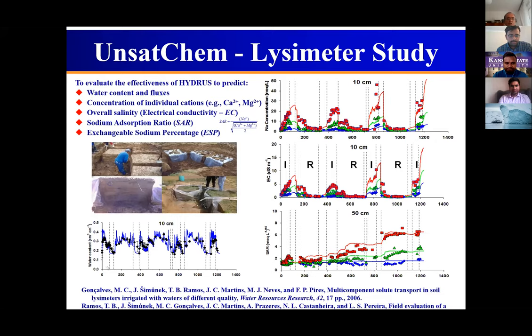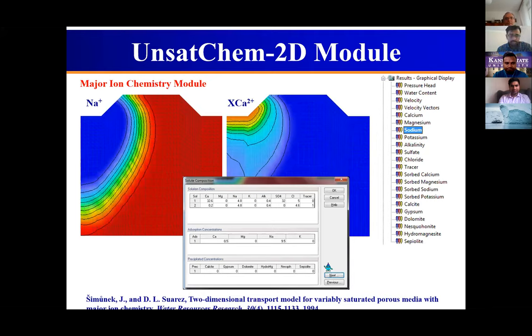And you can see the simulations over a period of 4 years. So there were three irrigation seasons, 4 winter seasons. So you can see increase of salinity during the irrigation season and so on. Yeah, so these are quite nice papers in water resources. We have also a 2D module for that, which is fully supported by graphical user interface of HYDRUS 2D. We have also the 3D version, which we recently developed for our colleagues in Israel.